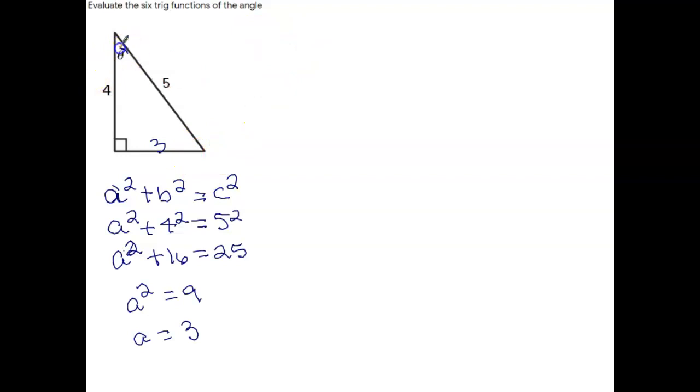So the angle that we're looking at is theta. That's this one right here. So directly across from theta is the opposite. Directly across from the 90-degree angle is the hypotenuse. And the one that's left over is the adjacent.